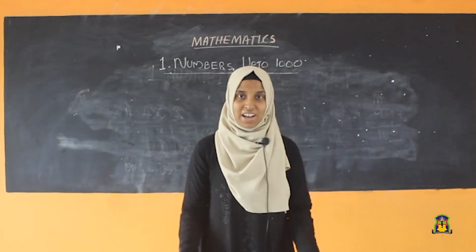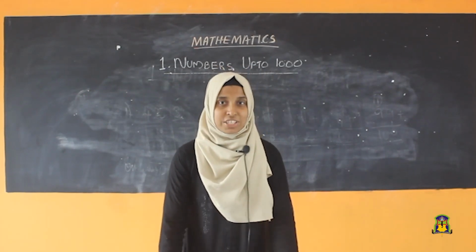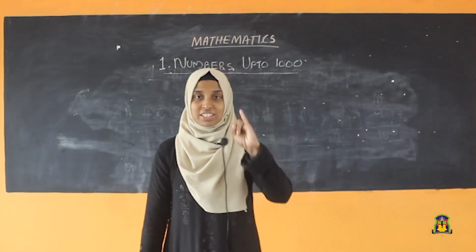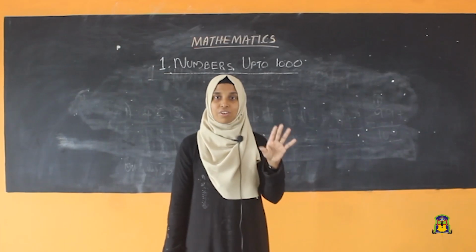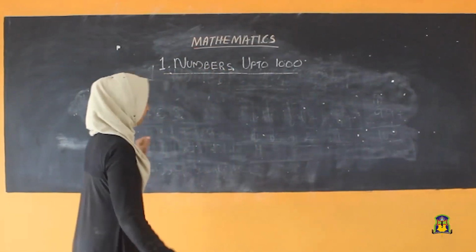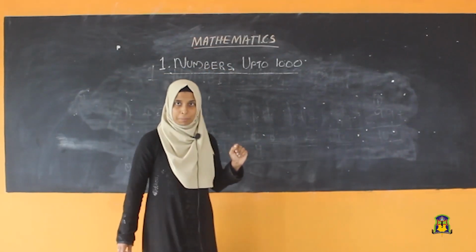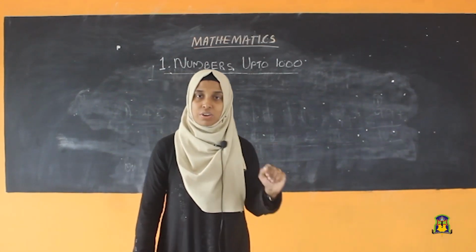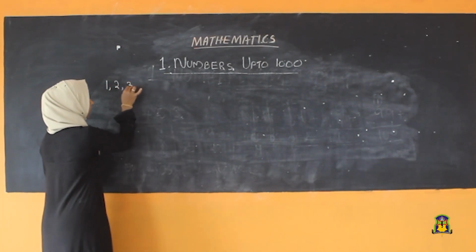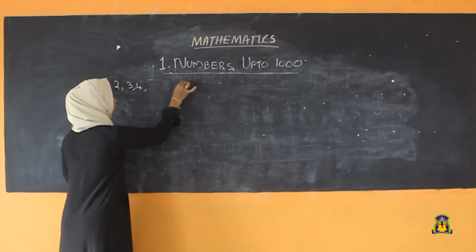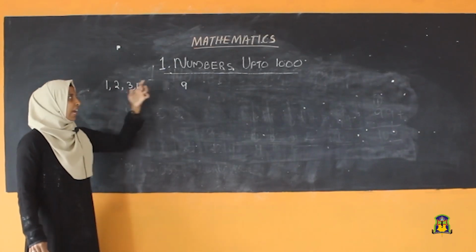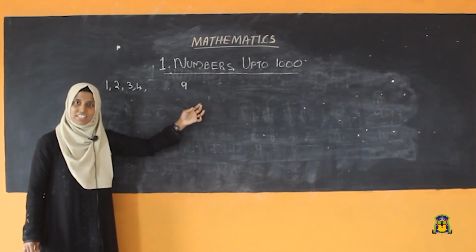Okay children, first revise. Which are the one digit numbers? 1, 2, 3, 4, 5, 6, 7, 8, 9. Yes, you all know that. One digit numbers means the numbers which have only one digit, 1, 2, 3, 4, etc. up to 9. Here 1 is the smallest one digit number and 9 is the greatest one digit number.